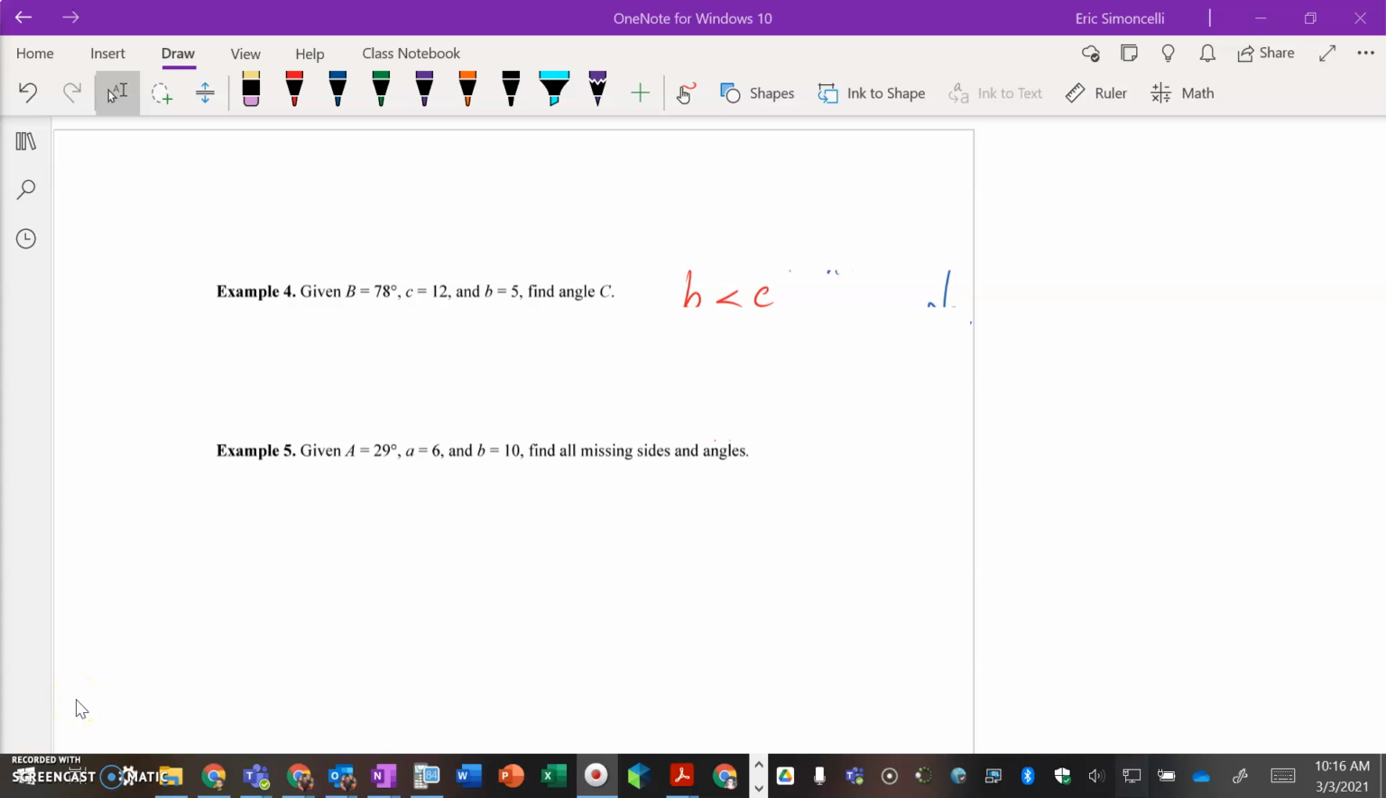Hello, welcome to section 6.1 continued. We're going to be taking a look at example 4, and it states that given angle B is equal to 78 degrees, side C is equal to 12, and side B is equal to 5, we're going to find angle C. So how do we go about doing that?